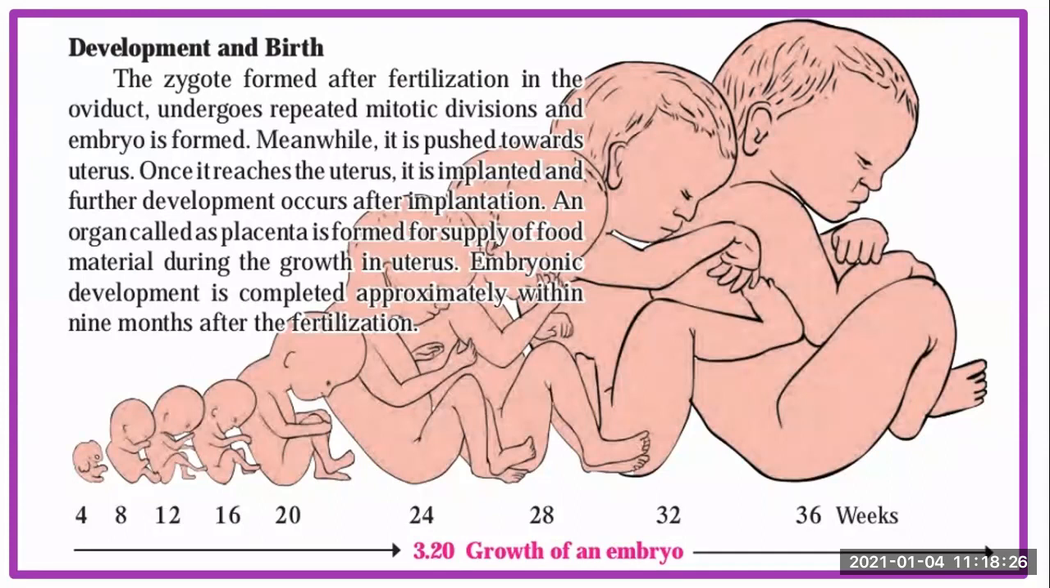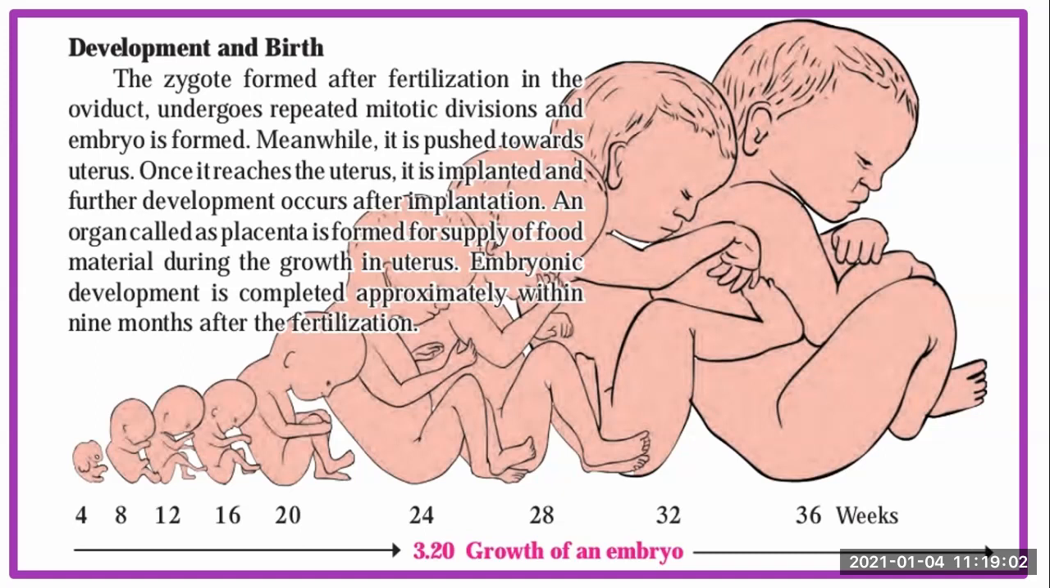Now the next part is the development and the birth. This is the last part of today's topic. The zygote, which is formed after the fertilization in the oviduct, undergoes repeated mitotic division and the embryo is formed. Meanwhile, it is pushed towards the uterus. Once it reaches the uterus, it is implanted and further development occurs after the implantation. An organ called the placenta is formed for the supply of blood and food material during the growth in the uterus.